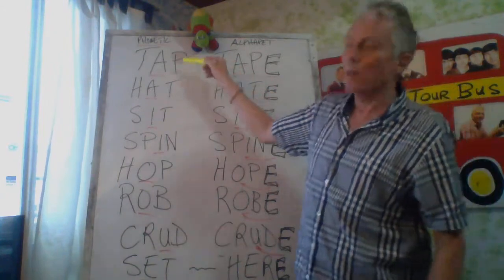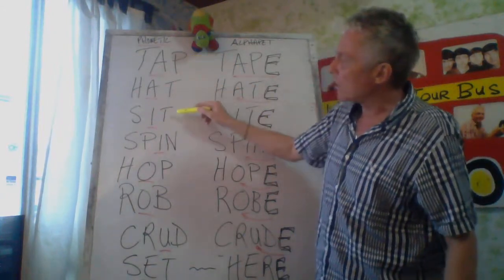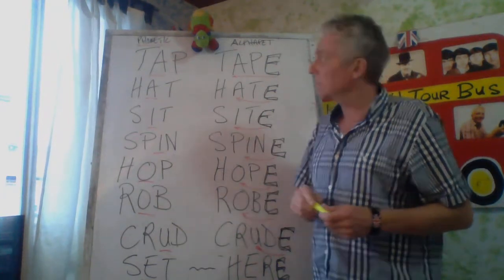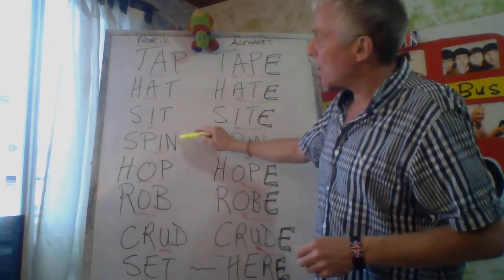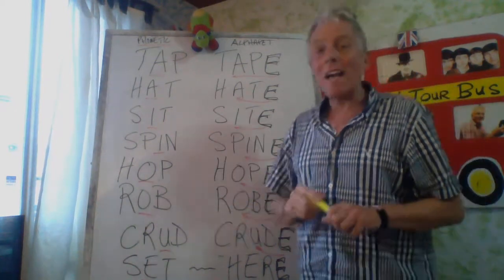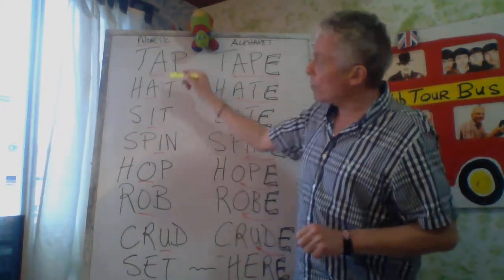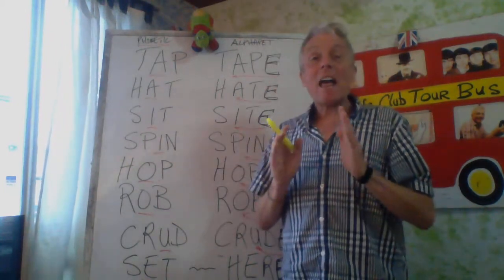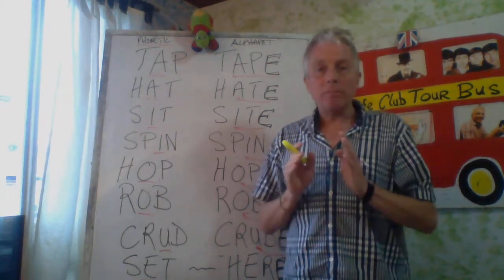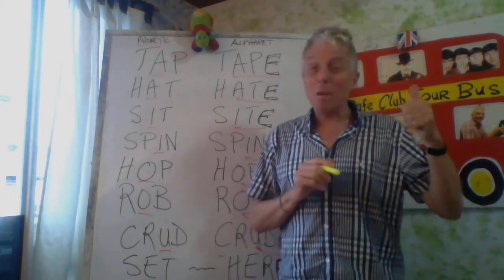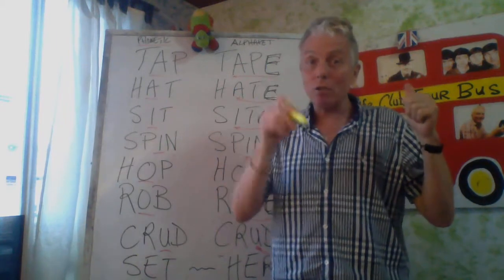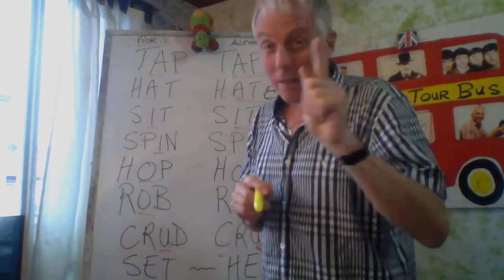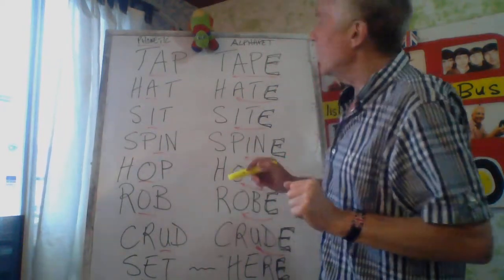Look at these simple words here. Tap, hat, sit, spin, hop, rob, crud, and set. They're all using the vowels, and they all use their phonetic sounds. A, e, i, o, a, like in bus. Remember, the phonetic sound of the letter U in English is "a", like bus. Always remember bus, and that will help you with your pronunciation.